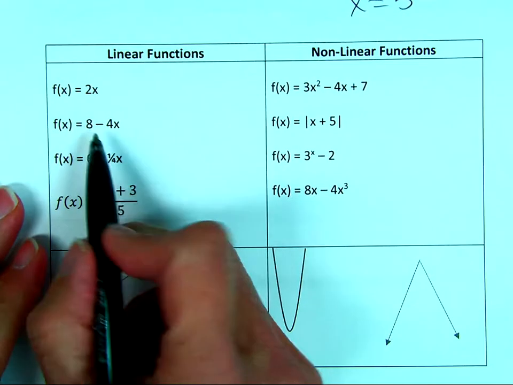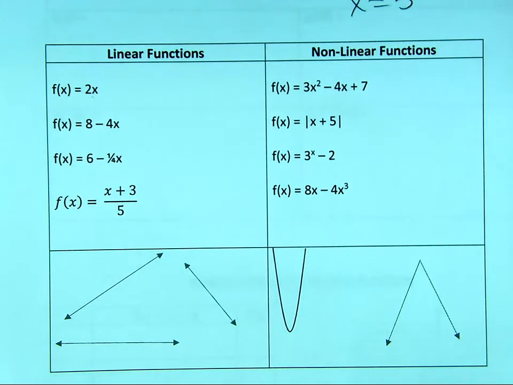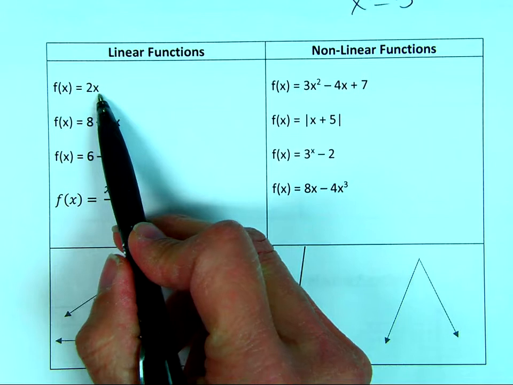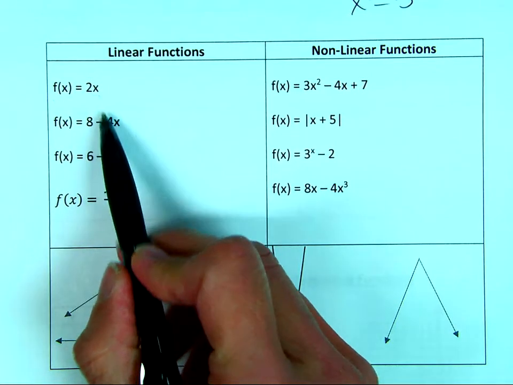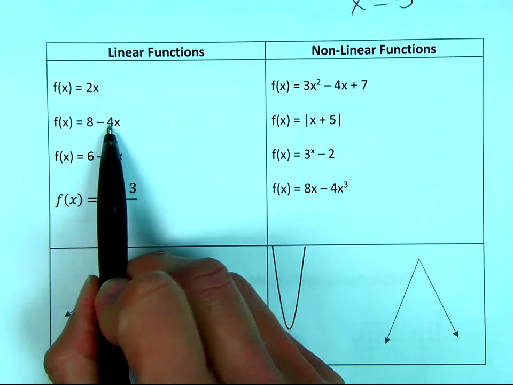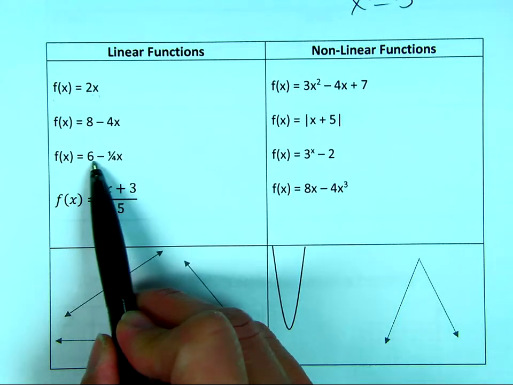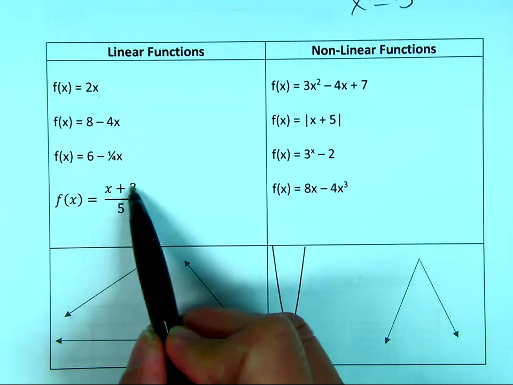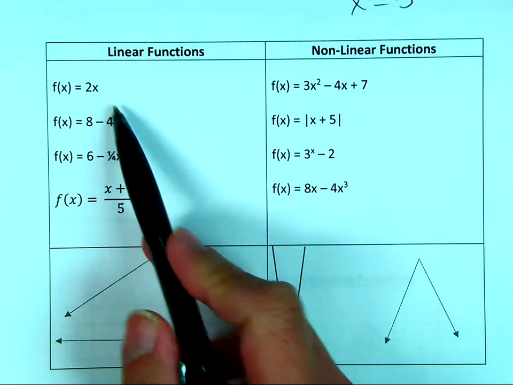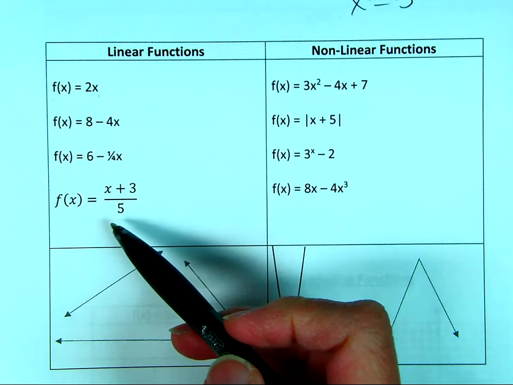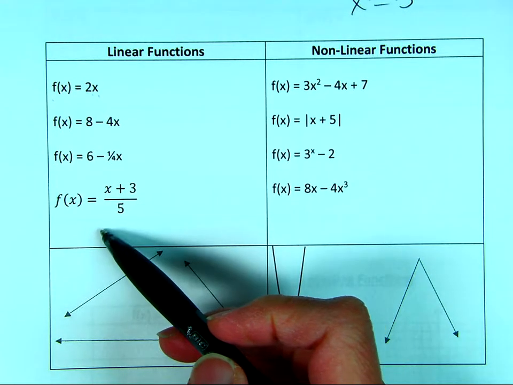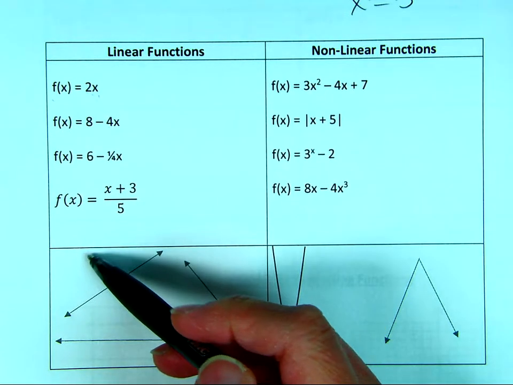Okay, well, if I look at all these functions, I notice that I have an x. F of x equals something with x. It's being multiplied by a number. It's being multiplied by a number and then subtracted. It's being multiplied by a fraction, still a number, subtracted from a number. It's being added and divided. So we've got adding, subtracting, multiplying, and dividing going on. Just x, though. Nothing other than x, nothing weird happening to x.